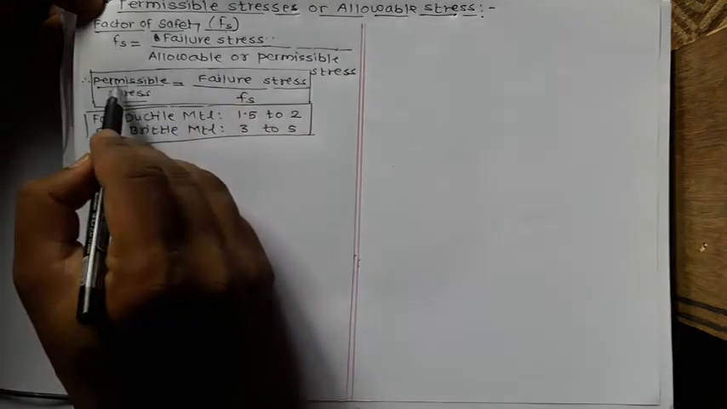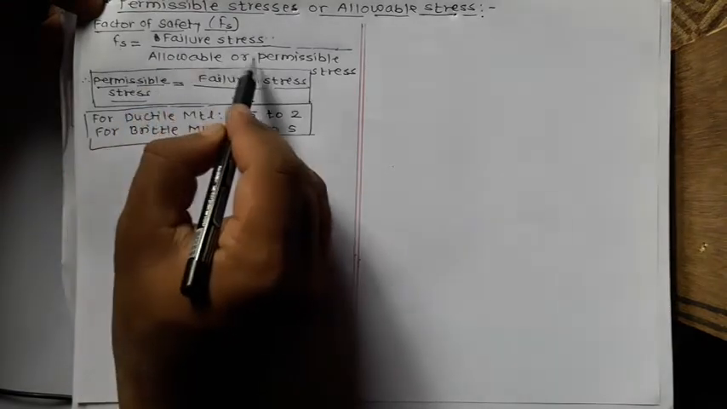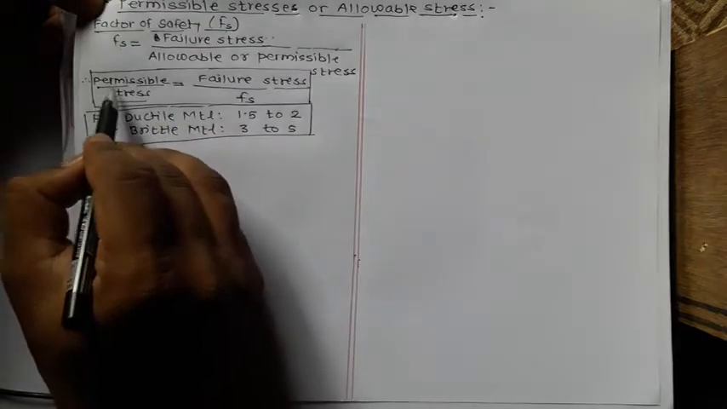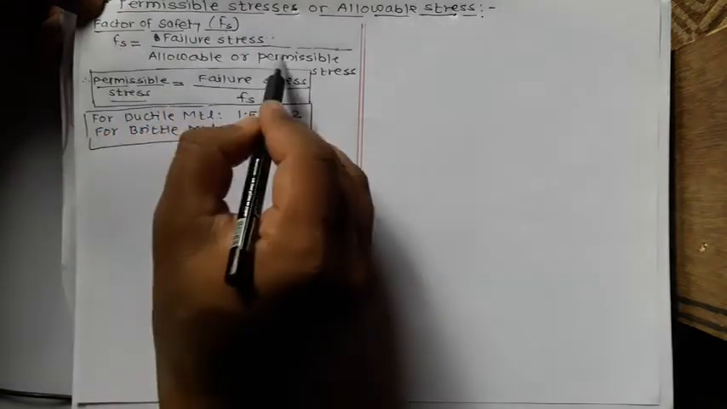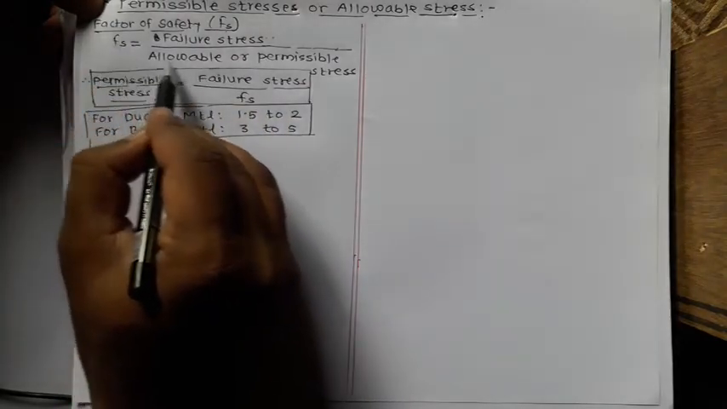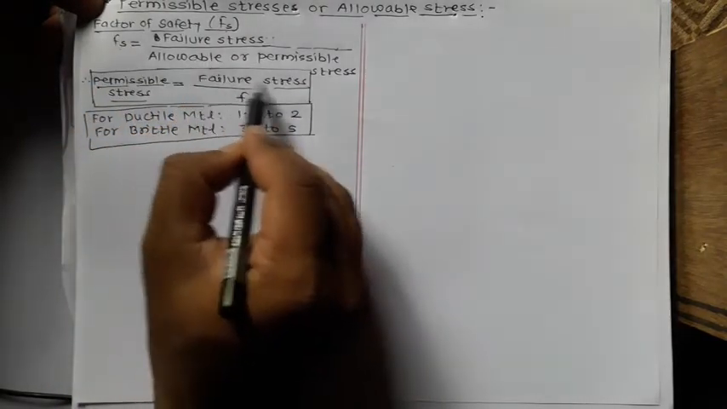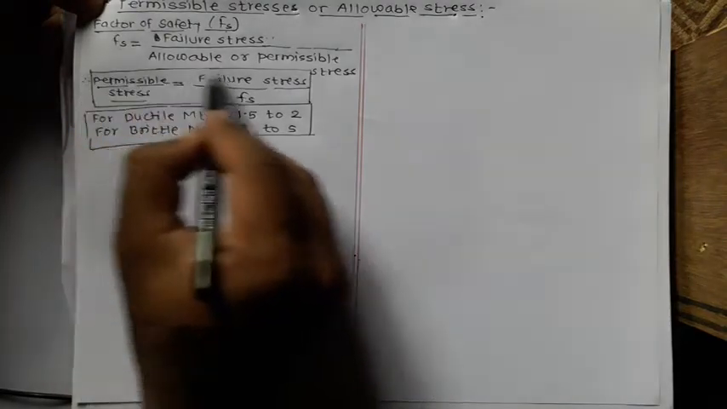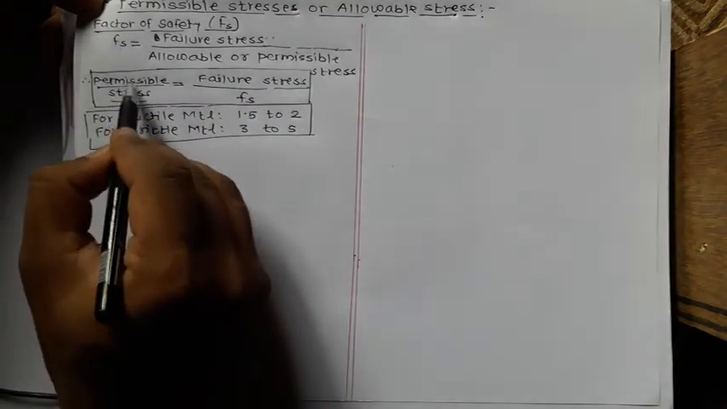Now this permissible stress we can find out from this ratio. Just take this permissible stress or allowable stress on the LHS. Now I will use only one term out of these two terms, so I will write here permissible stress. FS will be in the denominator, so failure stress upon FS becomes permissible stress. So from this equation we can calculate the permissible stresses.